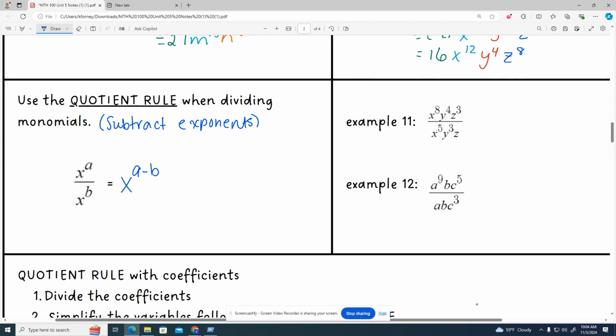Okay, so looking at example 11, we have our x's. So that's going to be 8 minus 5. What would the y's become? 4 minus 3. And z is 3 minus 1. Now, I did hear someone giving me the answer, and that's fine. So this would be the final answer. x cubed y z squared.